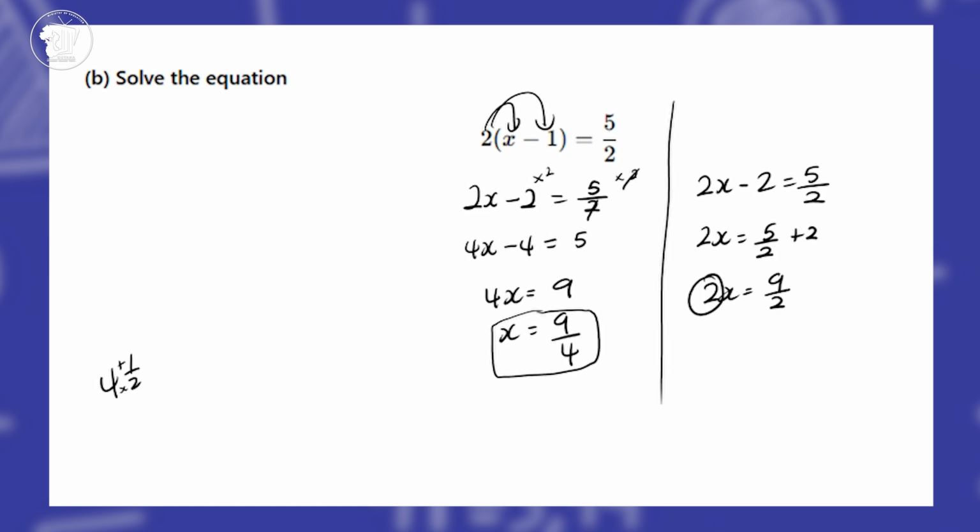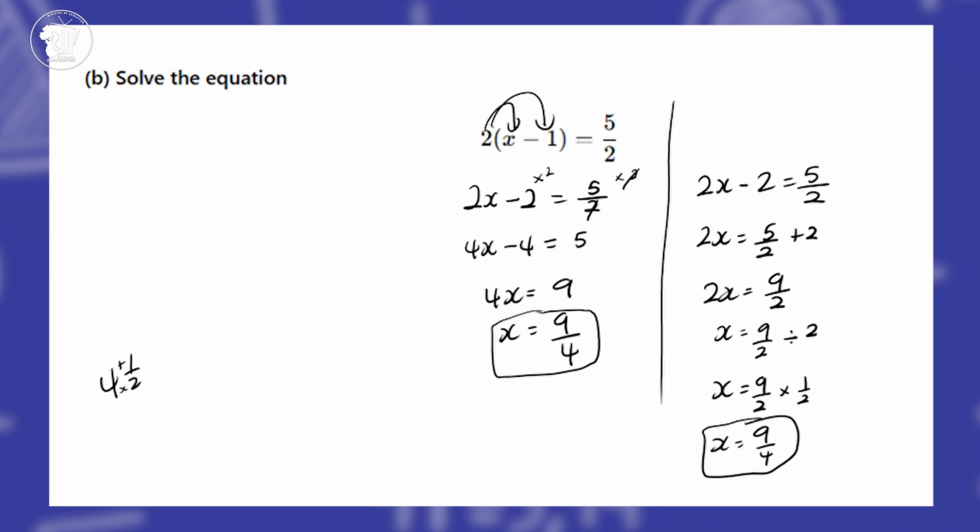And now this 2 is multiplying, so we take 2 will divide. So we'll have x is equal to 9 over 2 divided by 2. We change and flip. This becomes multiplication, and this 2 will become 1 over 2. Hence x will be equal to 9 times 1 is 9, 2 times 2 is 4. So 9 over 4 is the answer.